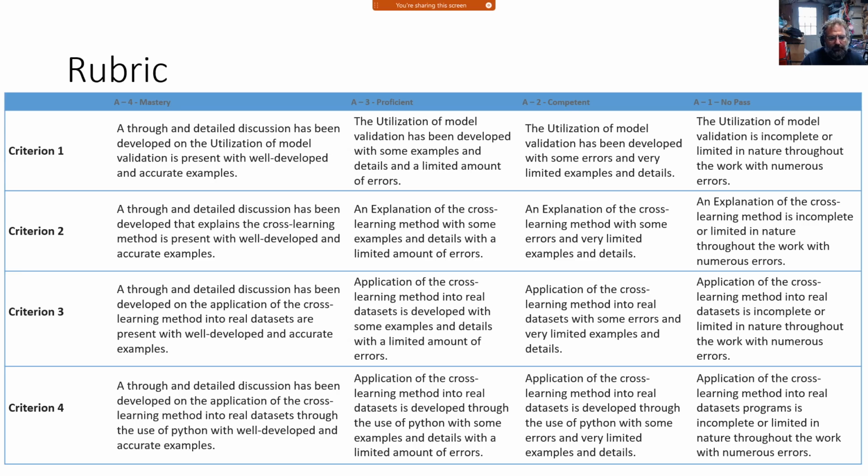A thorough and detailed discussion has been developed that explains cross-learning, and it's also well developed and has accurate examples. A thorough and detailed discussion has been developed on the application of the cross-learning methods into real data sets, through the use of Python. So having some examples of how you actually do it. Again, scikit-learn's train_test_split method is your friend.